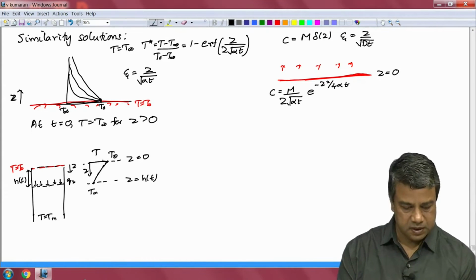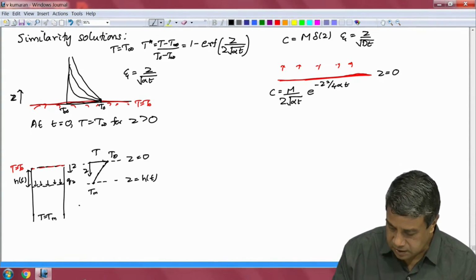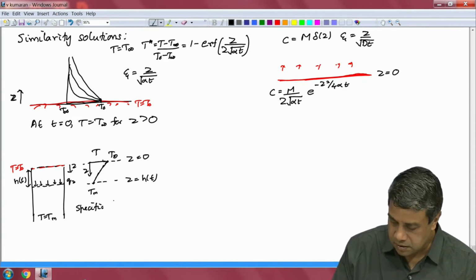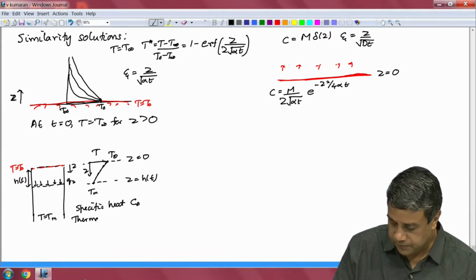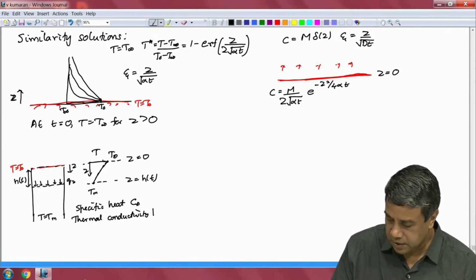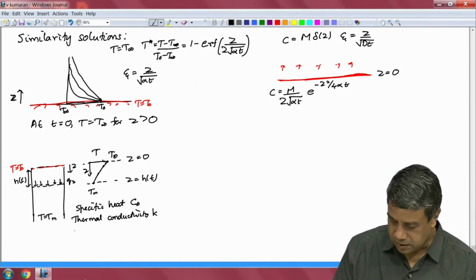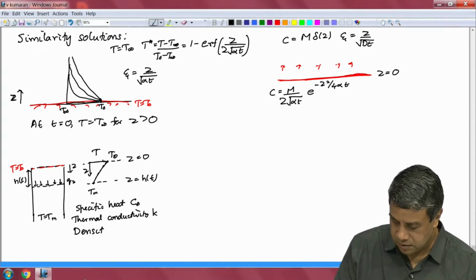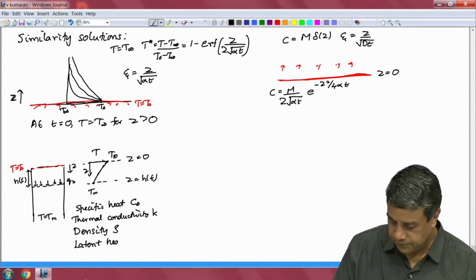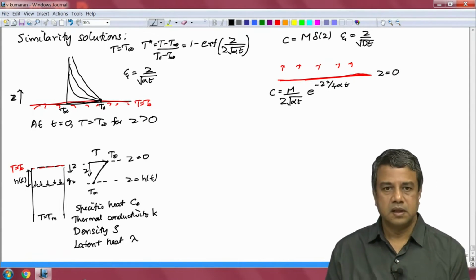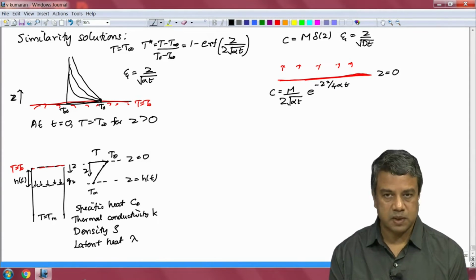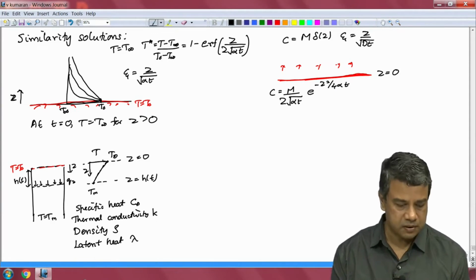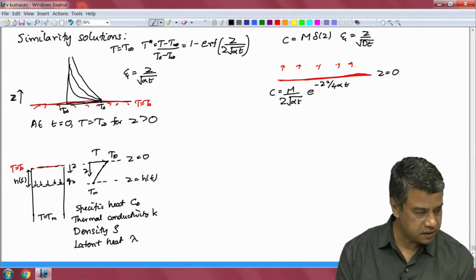So, let us take a material with specific heat Cp, thermal conductivity k, density rho, and latent heat, I will call it lambda. Latent heat is the heat required per unit mass for melting. The heat required per unit mass for melting is what is called the latent heat.